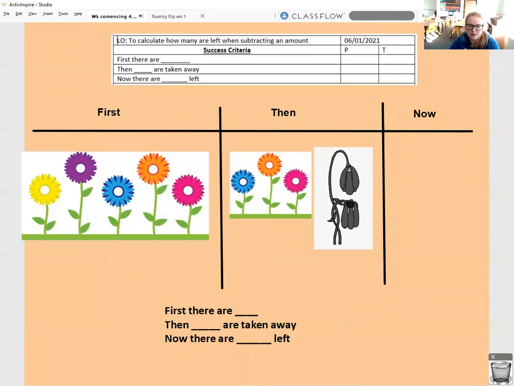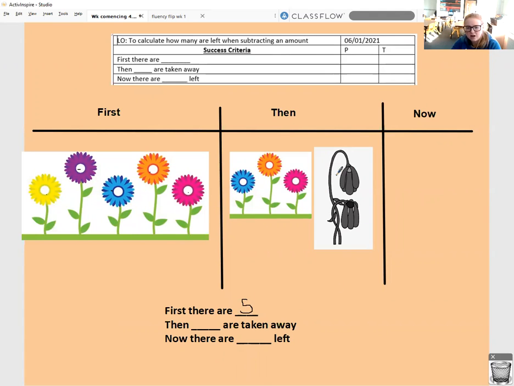Fantastic. Let's have a look at this one. First there are, how many flowers we started with? Can we count them together? Are you ready? 1, 2, 3, 4, 5. First there are 5 flowers.